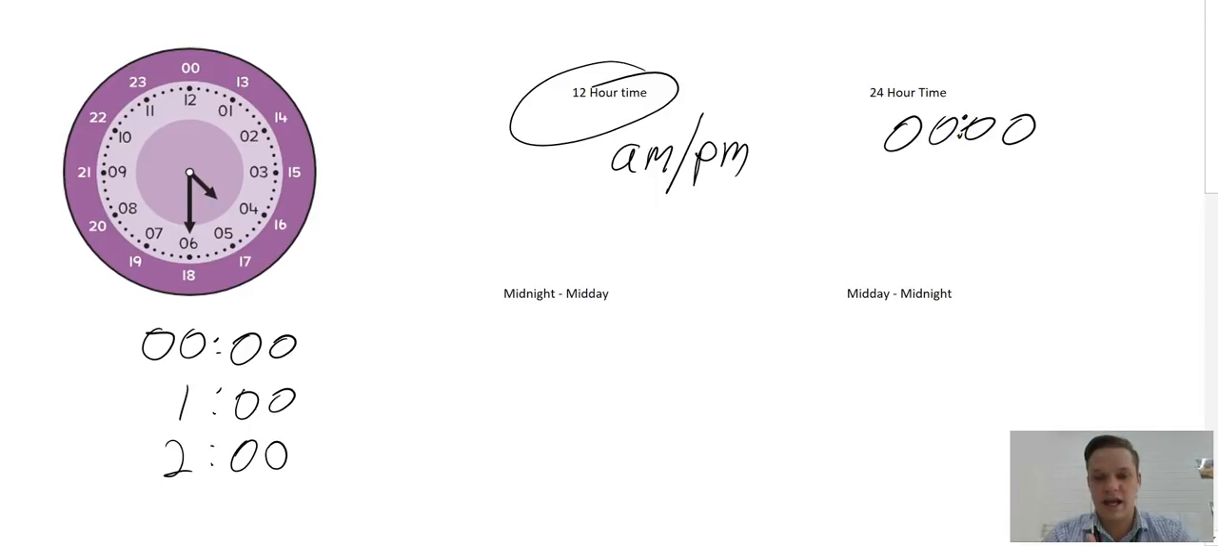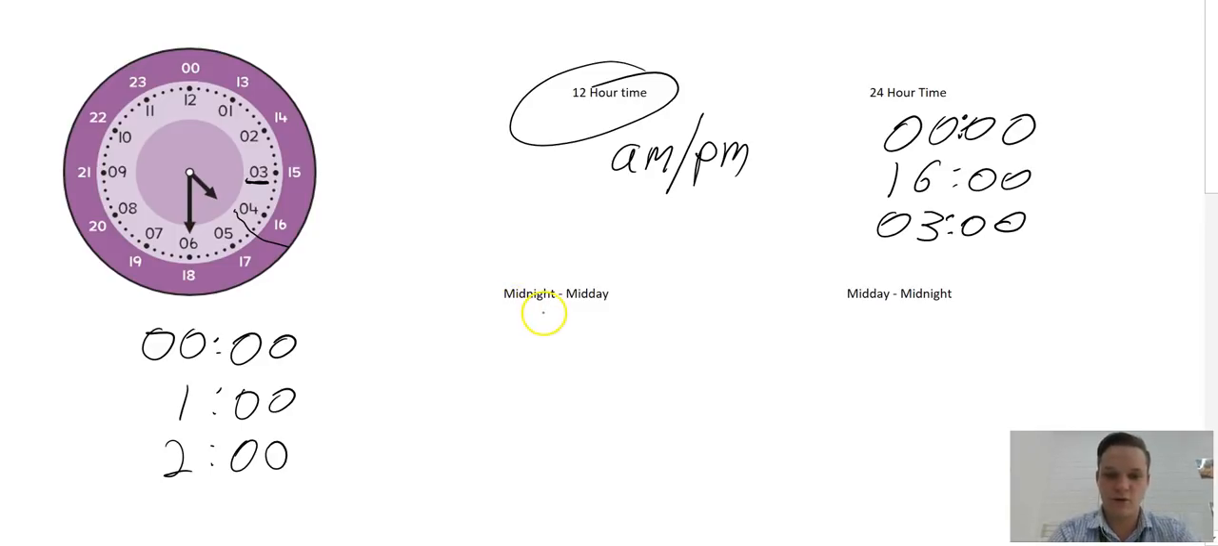So if we're looking at, let's say, 4 o'clock, we know that 4 is 16 because it's right beside it, we would write 1600. So we know it's always going to have 4 digits. Even if it's in the morning, we still have our 4 digits there. So if we did 3 o'clock, it would be 0300. So that's the difference between 12 and 24-hour time.